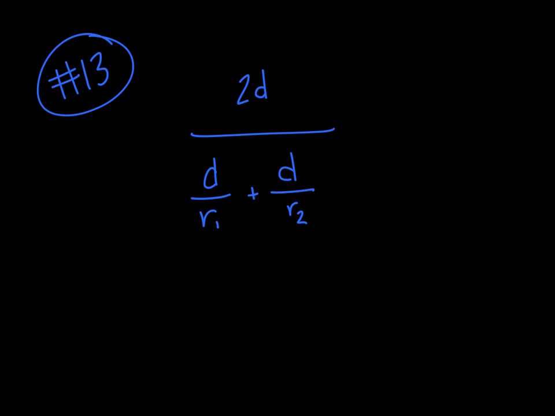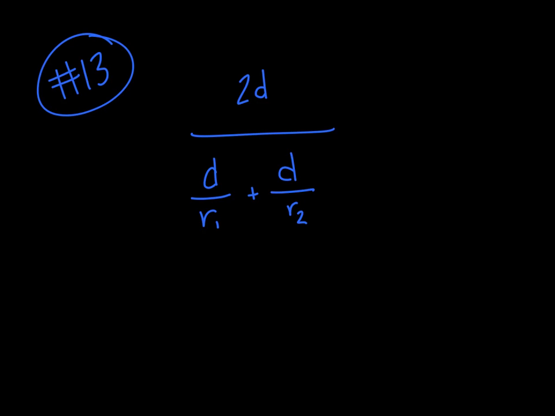So keep on moving along here. For this example, we have 2d divided by, and this just comes from an application problem, so I'm not sure if r stands for radius or what it might stand for. But it's two values, so d over r1 plus d over r2. r1 and r2 are two different values, we just don't know what they are.